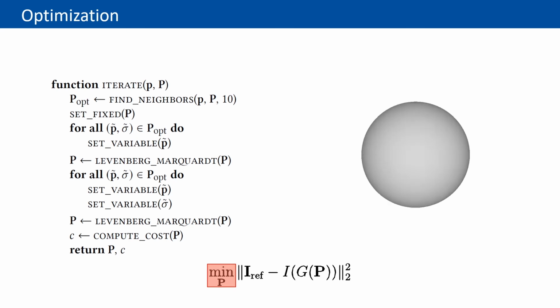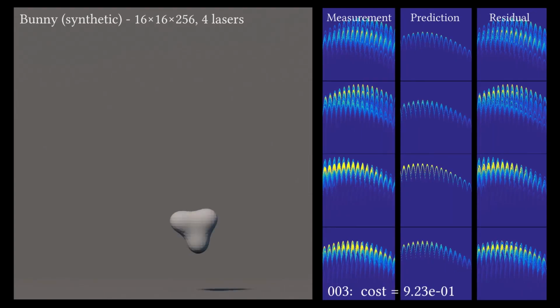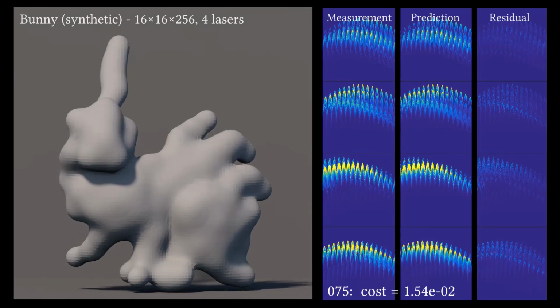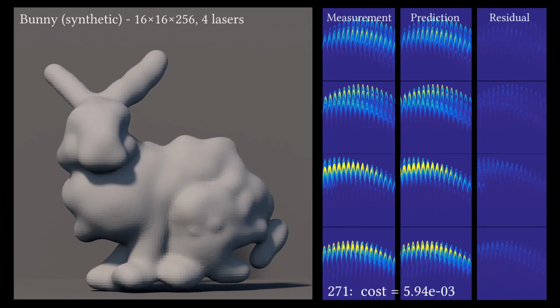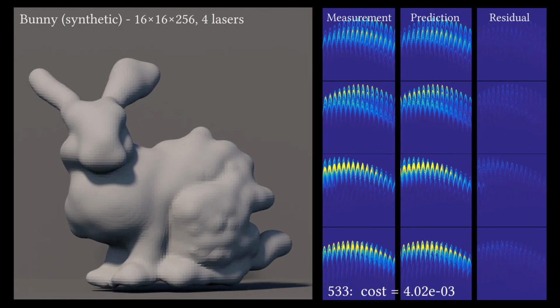The auto-optimization loop relies on multiple heuristics to reach the global minimum. In short, in each auto-iteration, we mutate the current solution by adding blobs, removing blobs, or by refining the current set of blobs. In a final regularization step, blobs that don't improve the cost by more than a given amount are pruned out. Here we see the algorithm at work, reconstructing a synthetic scene. This is the Stanford bunny rendered at 16 by 16 pixel sensor resolution with 4 different laser positions. As the reconstructed object grows, we can see that the residual between measurement and prediction gets lower and lower.